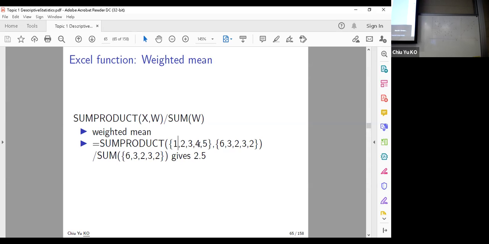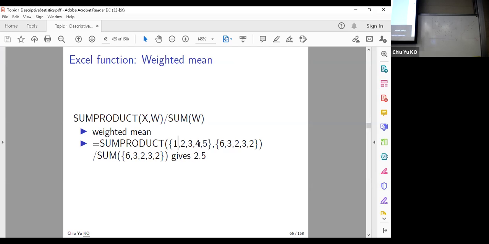Here I have all the weights, and this is all the X. So X 1 times 6 plus 2 times 3, and so on and so forth, and here is the sum. Now, I'm not going to demonstrate this on Excel, but you can try. This is how you calculate the weighted average.